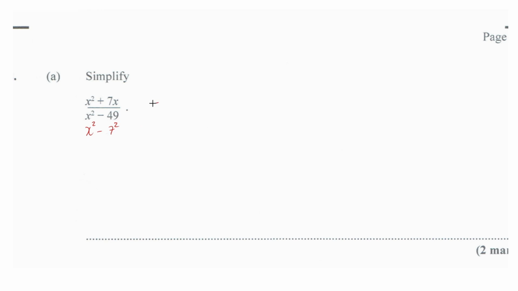Let us simplify this. In the numerator we have a common factor of x, so we can factor out x there, and that would be x times x plus 7. And in the denominator here, since we have a difference of two squares, we would have x plus 7 times x minus 7. And here we can cancel out x plus 7, and the x plus 7 here cancel out. So what we have there is just x over x minus 7.